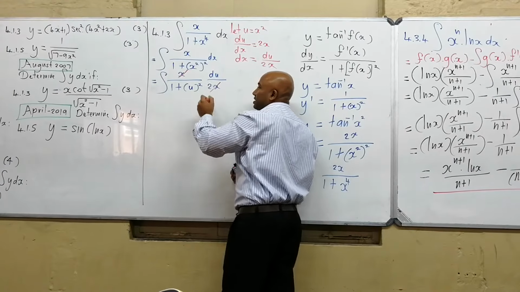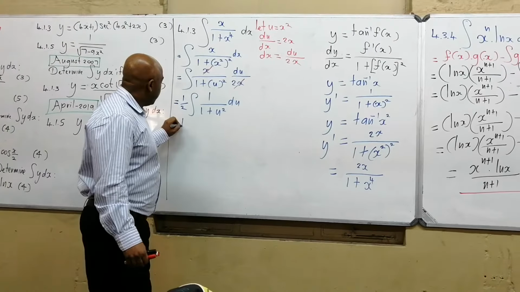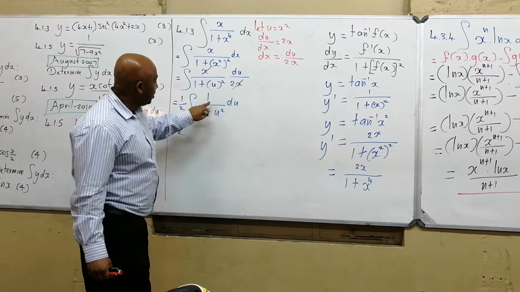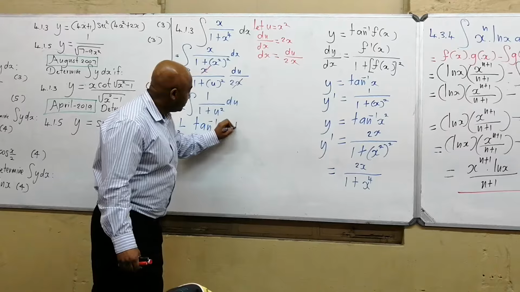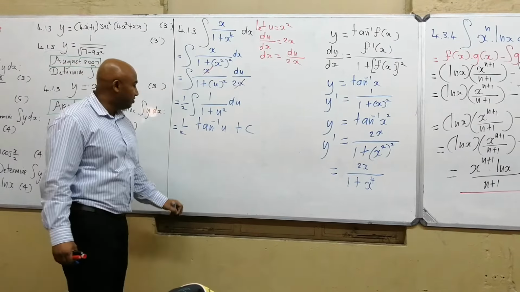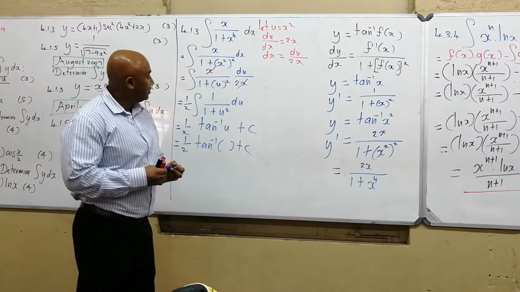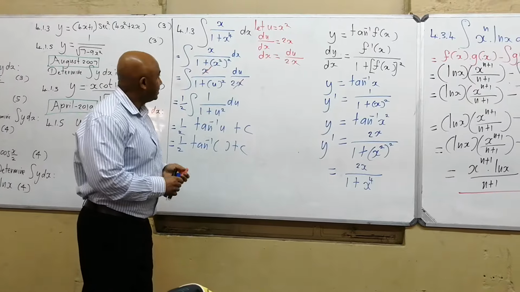Okay. So now, when you integrate 1 over 1 plus u squared, if you go to your formula sheet, obviously it's given to you in terms of x. But the fact is, when you integrate 1 over 1 plus u squared, it's a formula, it's an inverse tan of u plus c. Can you see that? It's inverse tan of u. So now, what was u? What was u? U was x squared.